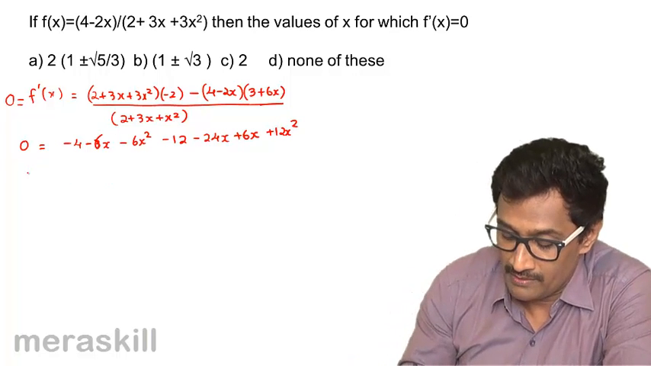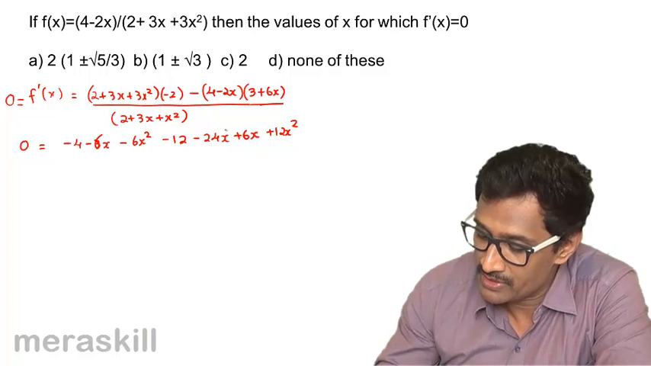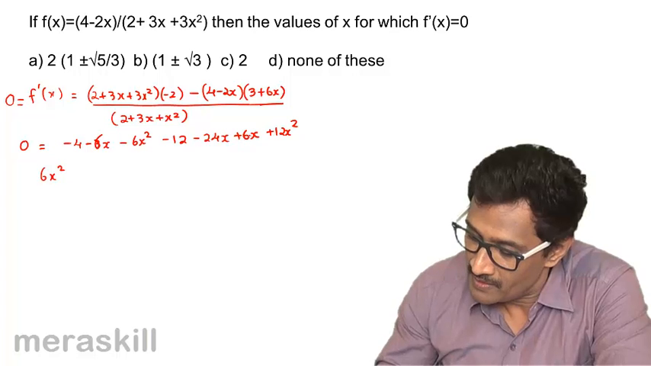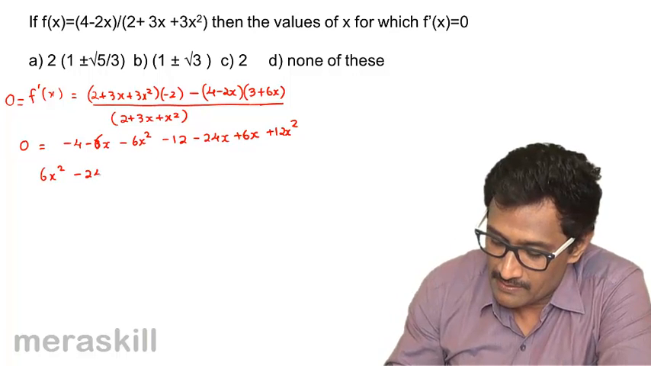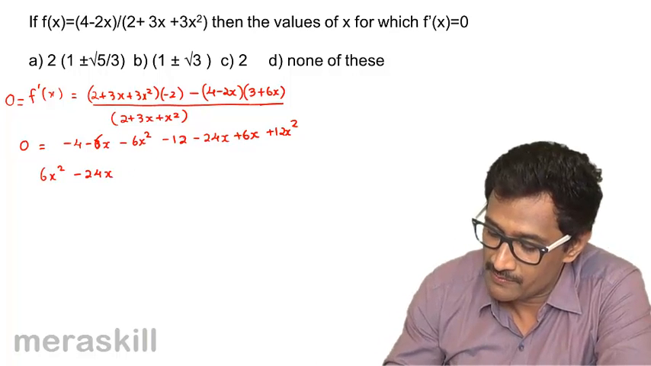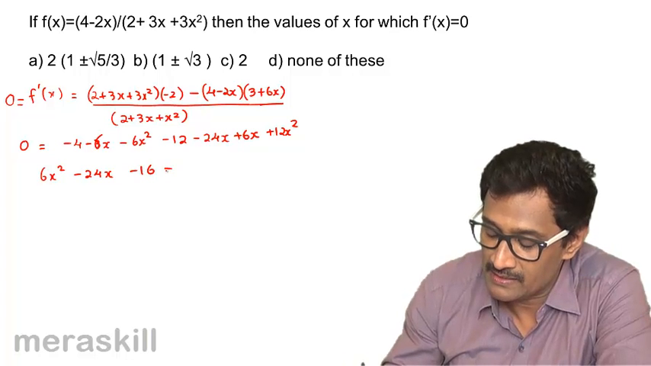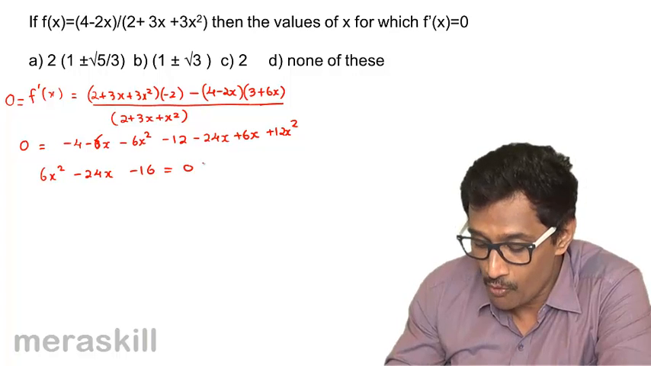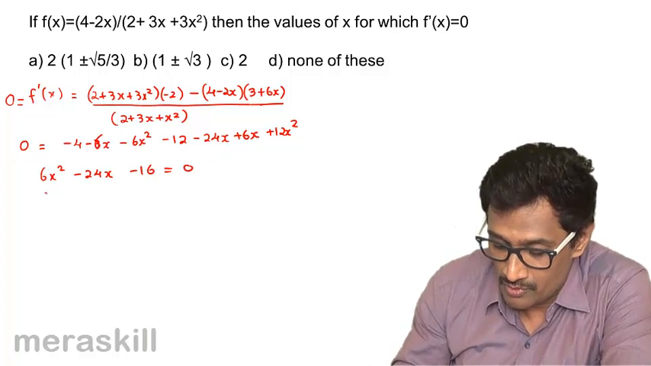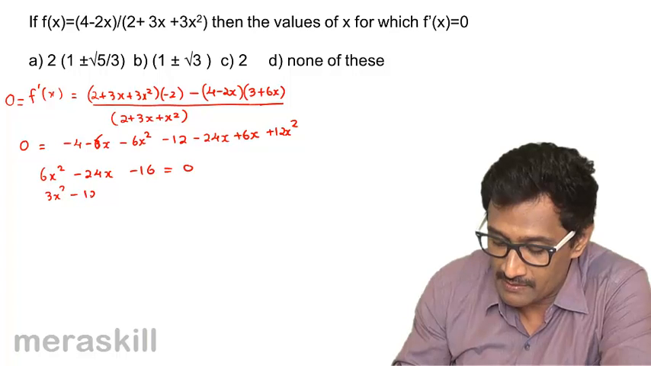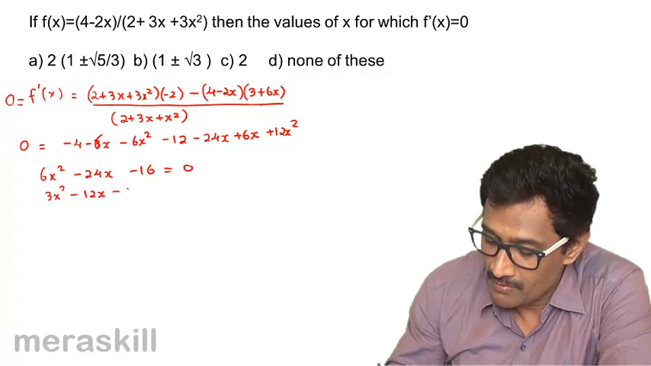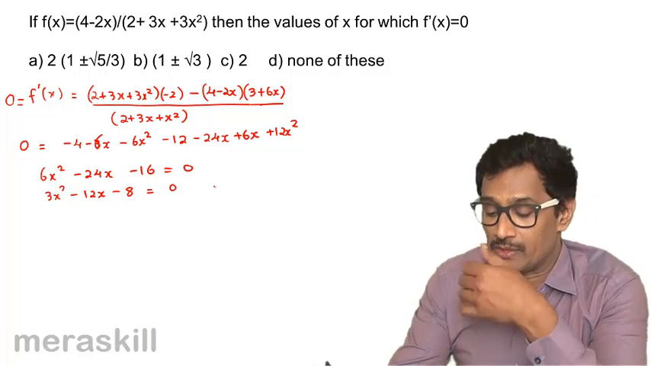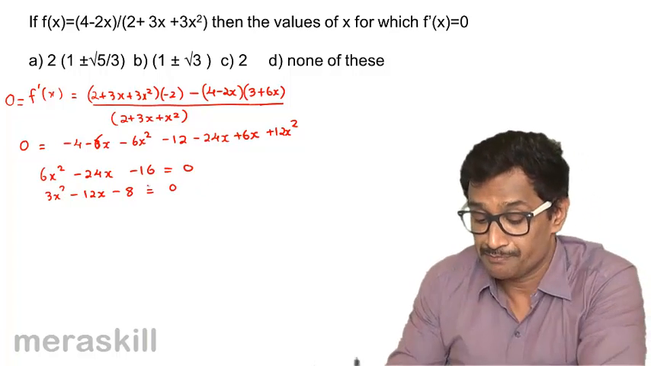and upon 1. And that means this becomes a quadratic equation. 12x squared minus 6x squared, 6x squared minus 24x, and you have minus 4 minus 12, minus 16 is 0. So divide by 2. So we get 3x squared minus 12x minus 8. So we need to solve this equation to find the value of x.